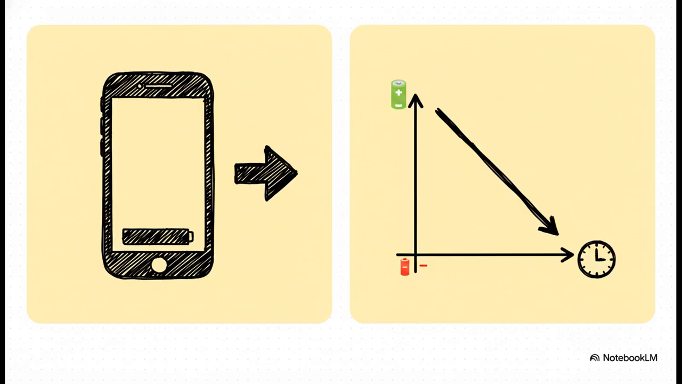What's Y? The battery percentage. Because the battery is dropping, our rate is -20. And where do we start? At 100%. So our equation is simply Y equals -20x plus 100. If you sketch that out, you start way up at the top of your y-axis at (0, 100) and draw a steep declining line all the way down.